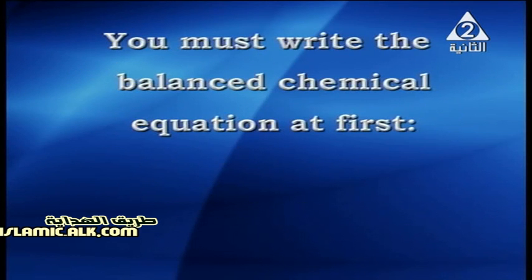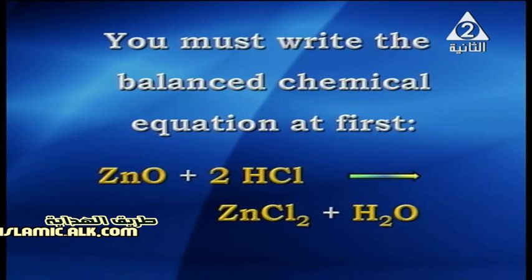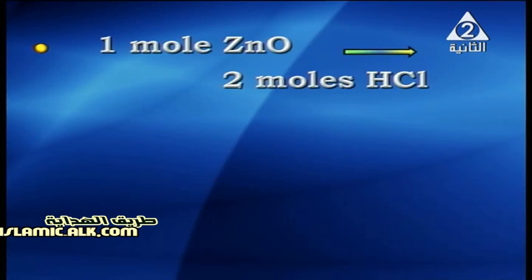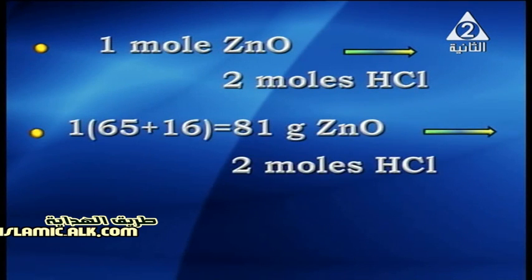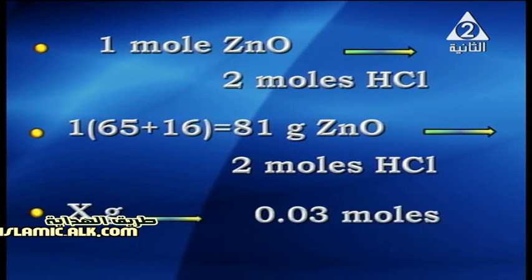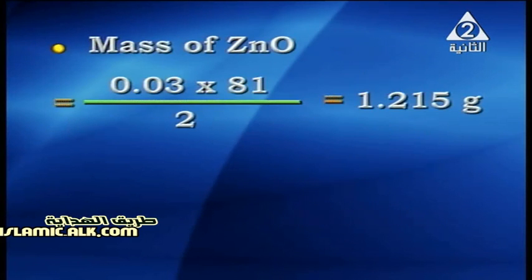So you must write the balanced equation at first. Zinc oxide plus 2HCl gives zinc chloride plus water. So 1 mole of zinc oxide reacts with 2 moles of hydrochloric acid. So 1 times (65 plus 16) equals 81 gram of zinc oxide reacts with 2 moles of HCl. So x gram of zinc oxide reacts with 0.03 moles of hydrochloric acid. So the x gram or mass of zinc oxide equals 0.03 times 81 over 2 equals 1.215 gram.